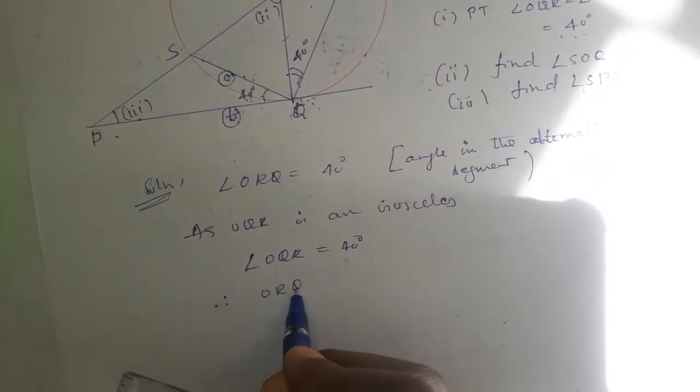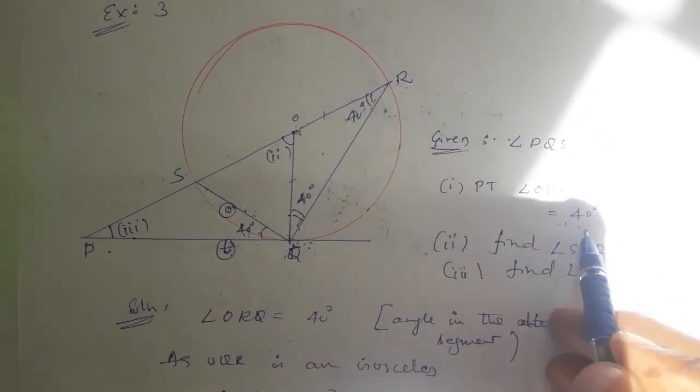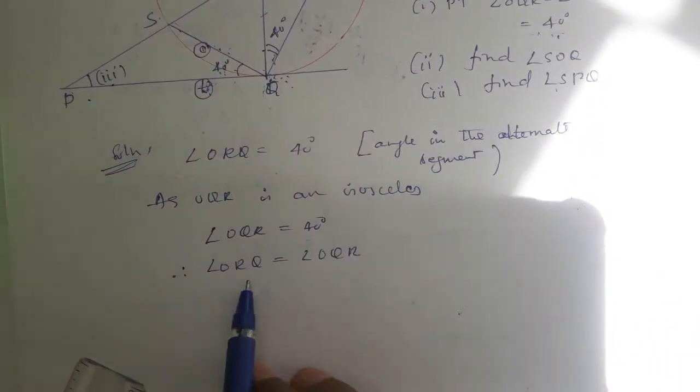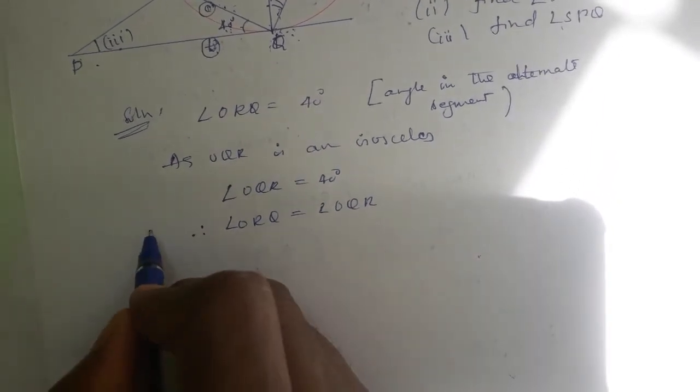Therefore, ORQ is equal to OQR. First sub question is over. They told us to prove it is equal to 40 degrees, and we proved it here. Both are 40 degrees as well as equal. This is the first sub question.